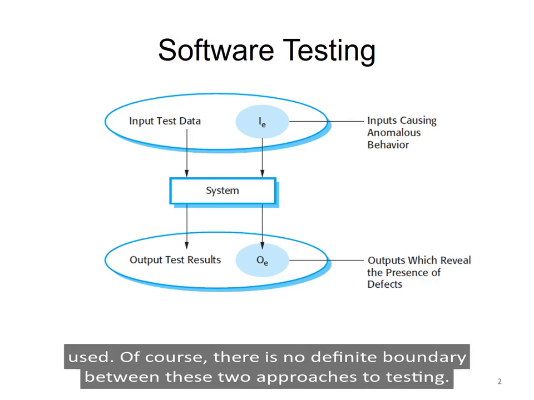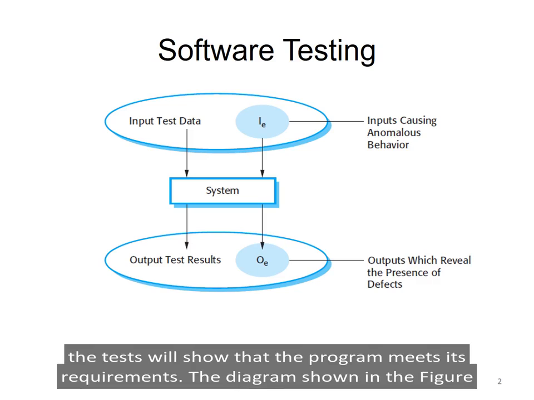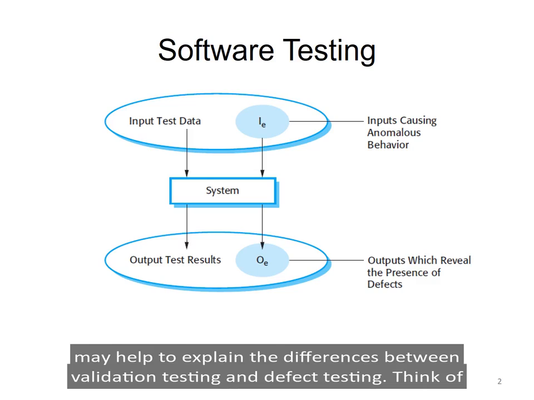Of course, there is no defined boundary between these two approaches to testing. During validation testing, you will find defects in the system. During defect testing, some of the tests will show that the program meets its requirements. The diagram shown in the figure may help to explain the differences between validation testing and defect testing.